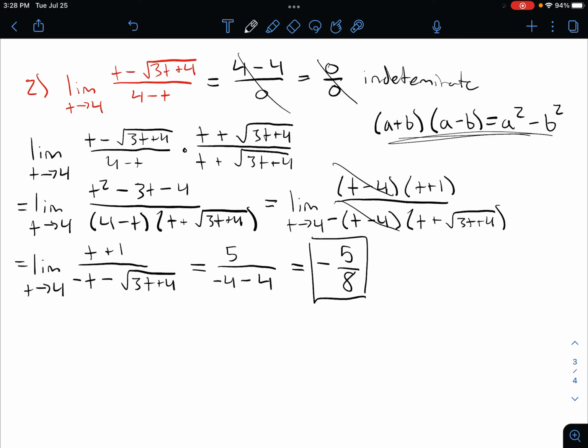Okay. As you can see from this example, canceling terms is usually the end game of solving a limit where the initial answer is indeterminate, but it can take some steps to get there. A little bit of creativity. But just keep trying to simplify the problem and separate terms, and you'll get there.